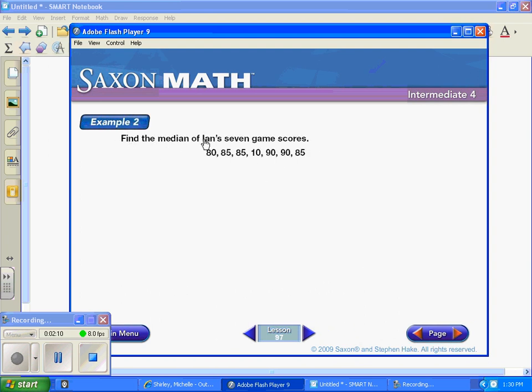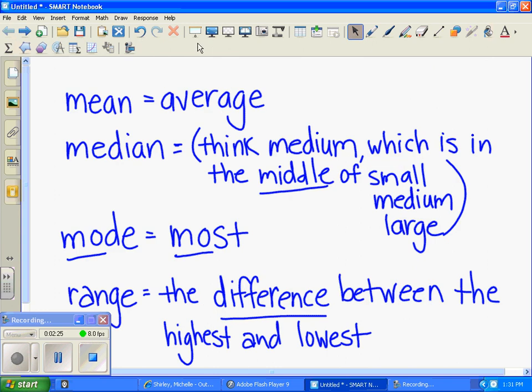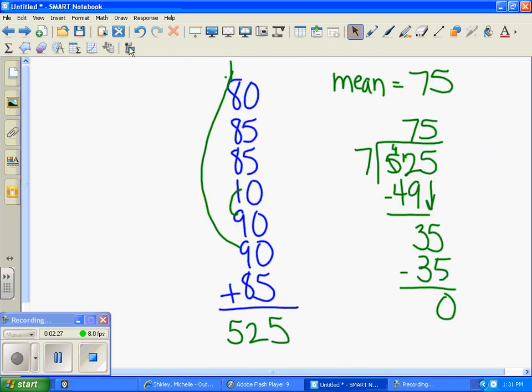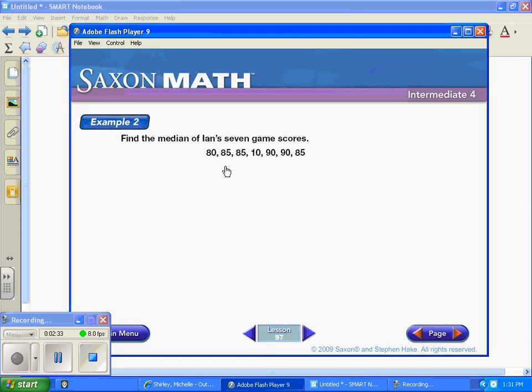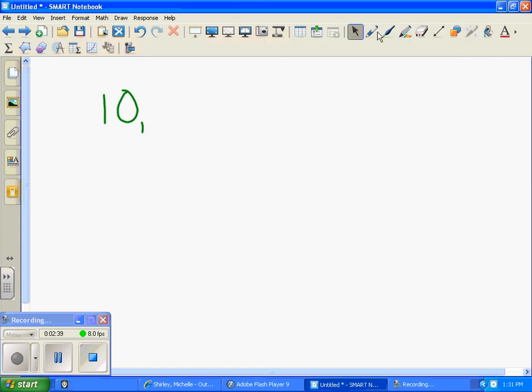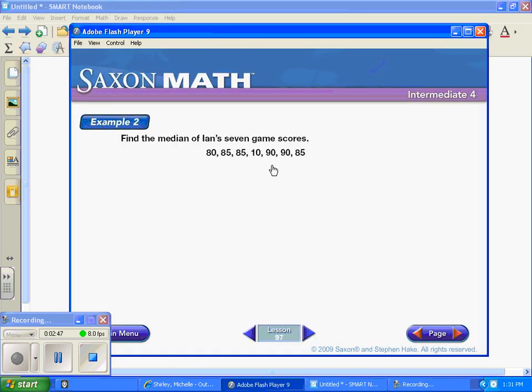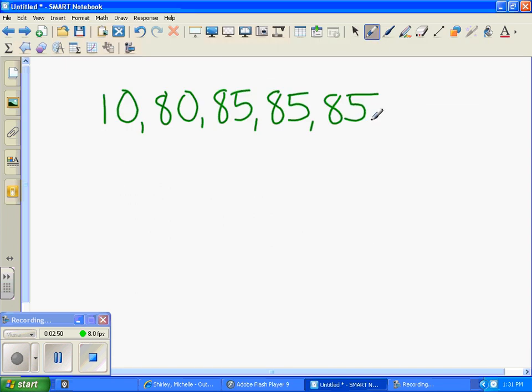Okay, now find the median of Ian's 7 game scores. Median means the middle. So what we have to do is put them in order from least to greatest. So I'm going to start with 10, and I like to do these horizontally, just my preference. So we start, the lowest was 10. Okay, next we have 80 and 3 85s. And 2 90s.